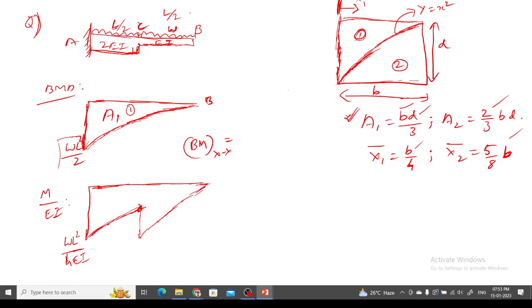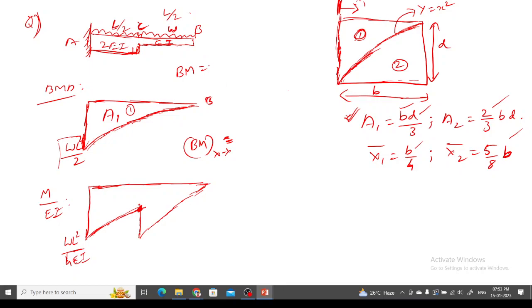Okay. Sir, how is this happening? I am not getting it. Okay, see. First, you have to find out what the bending moment is at this section. For each cross section, you have to find out the bending moment equation. So, can you please find out the bending moment equation? From the right hand side, it will be WL by 2 into L by 4.